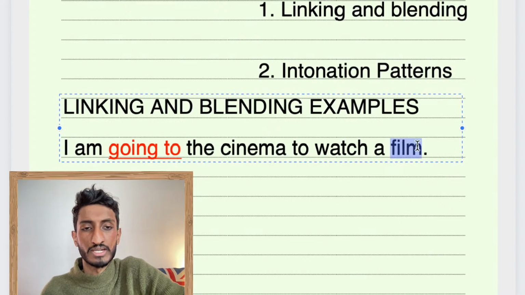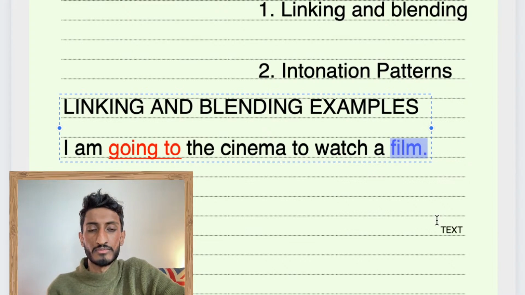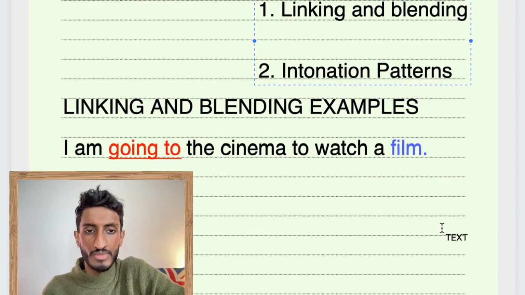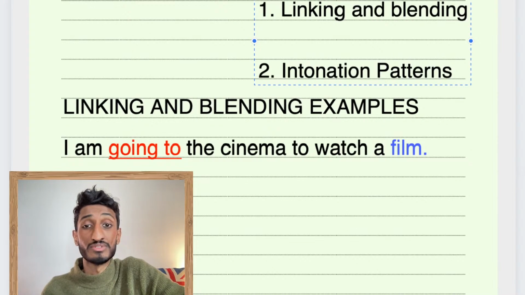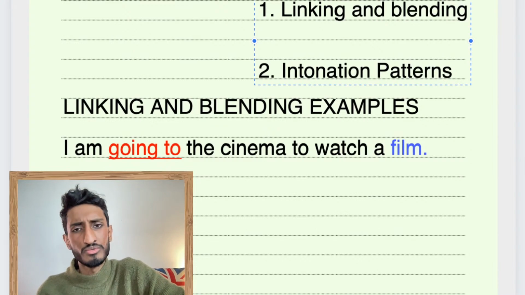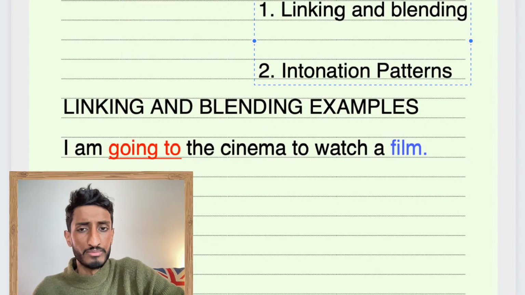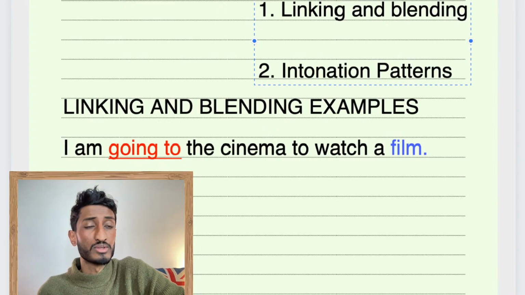And let us just quickly think about this word as well. I'm going to watch a film. Now, in American vocabulary, we would use the word movie. Sometimes we do use movie here in Britain, but usually we use the word film.